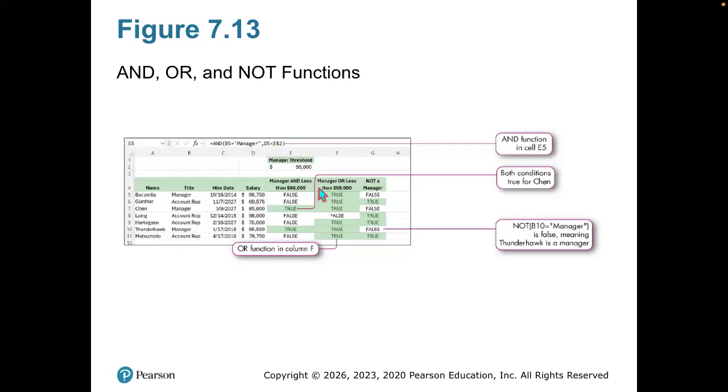I could also use the or function here. Maybe either of these conditions need to be true. If they're a manager, but they don't make the amount of money, that would output as true if I use the or function. If I want to say that they're not a manager, for instance, I can now say if B10 is equal to manager and I wrap it in the not function, this is saying I'm going to output true if the B10 is not equal to manager. Not is going to just say the opposite of whatever is going on here.